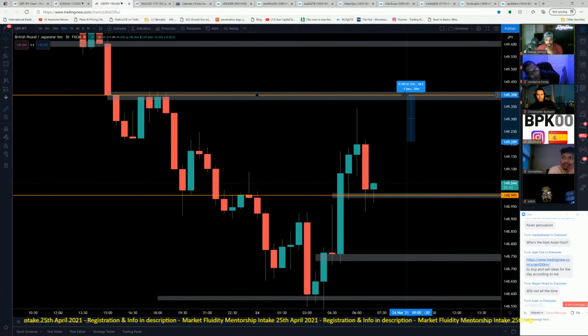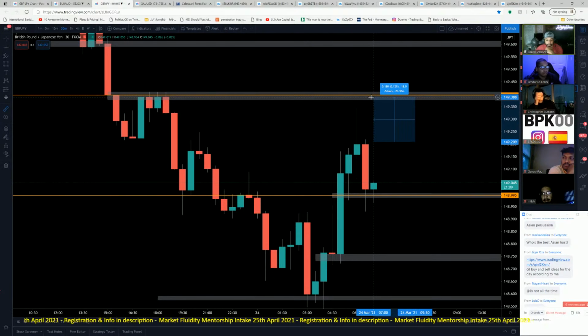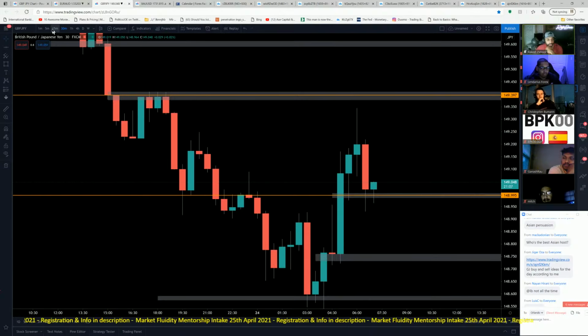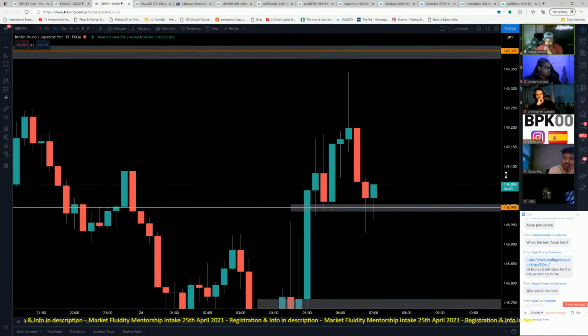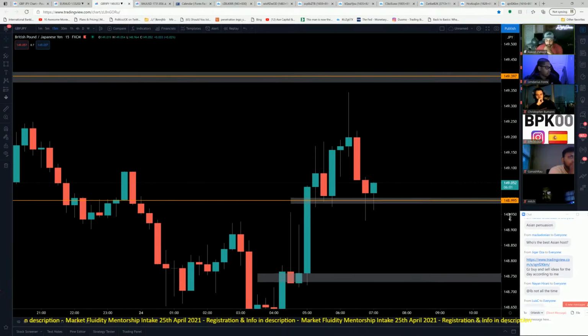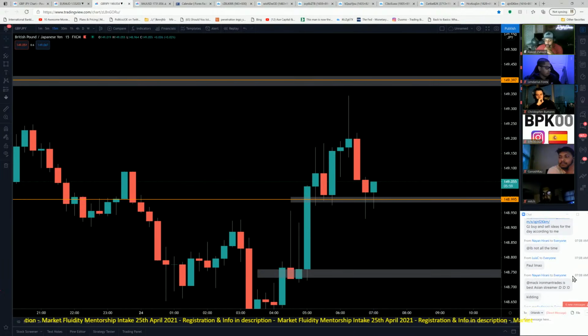How big is this range? It's like an 18-20 pip range. Yeah, we'll take a look at that idea too once we start breaking above 149.200. Didn't realize that was a 20 pip range.